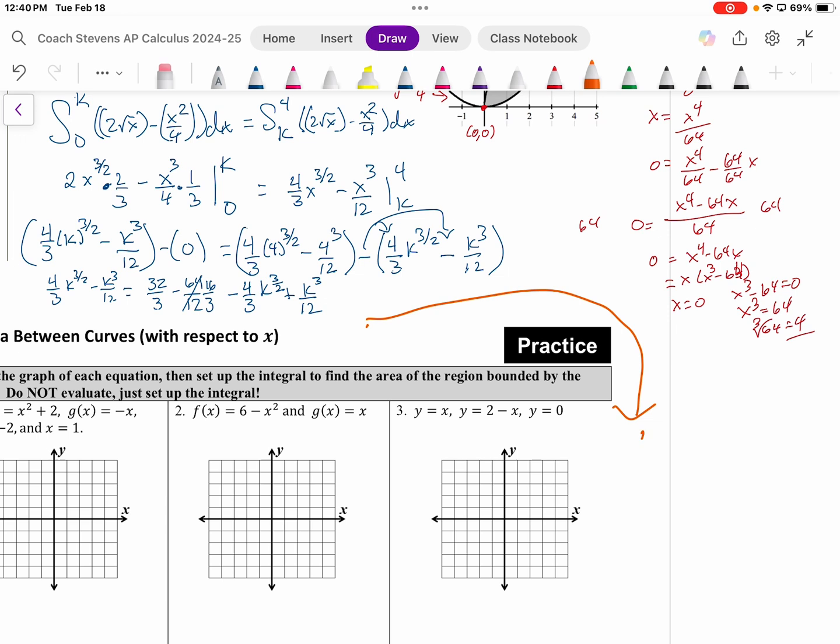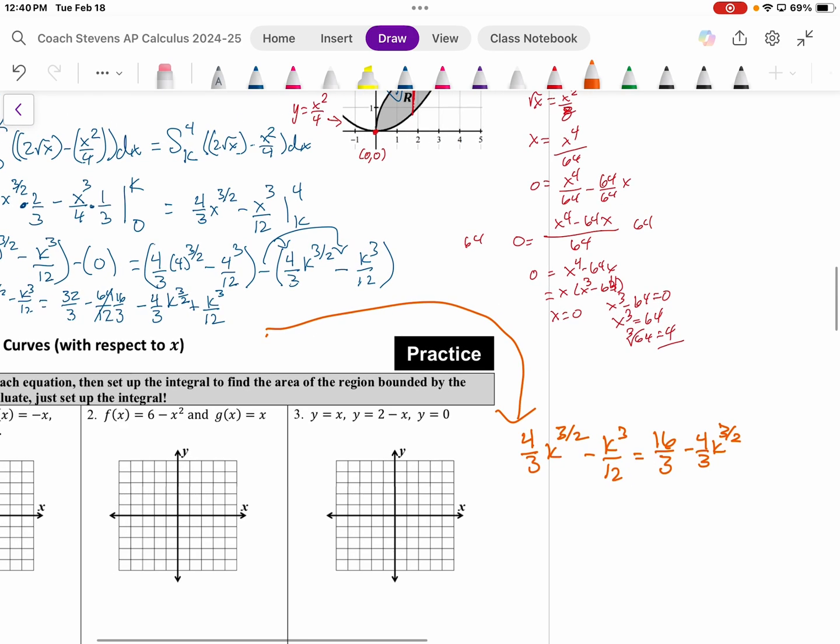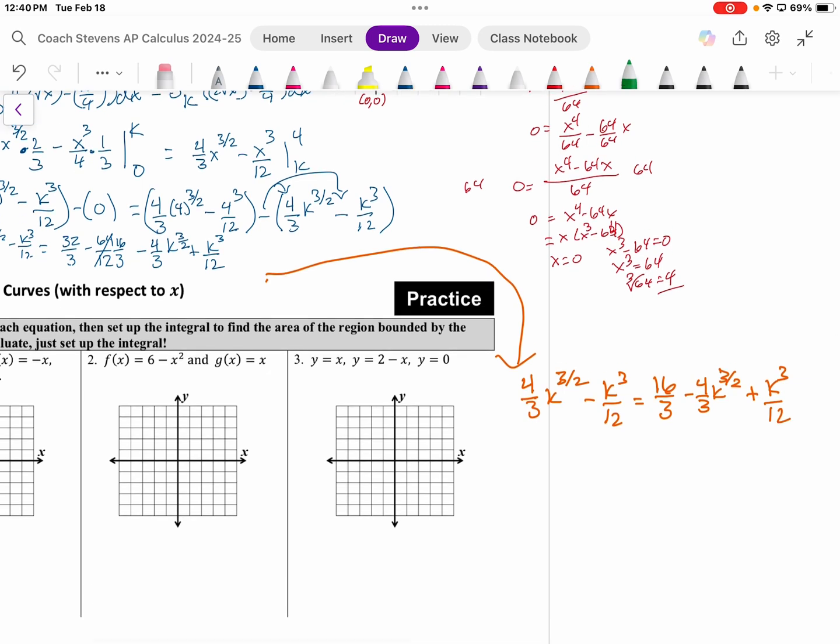As I clean this up, I say 4/3 k to the 3/2 minus k cubed over 12. On the right side, I have 32 minus 16, which is 16/3. And then I have a minus 4/3 k to the 3/2 plus k to the third over 12. I need to bring over the 4/3 to the left, and same with the k to the third over 12.